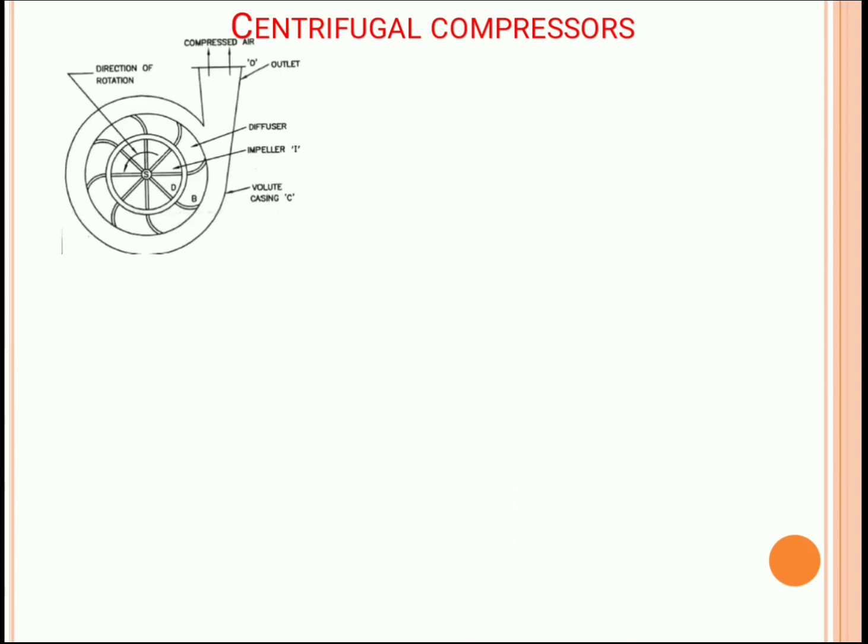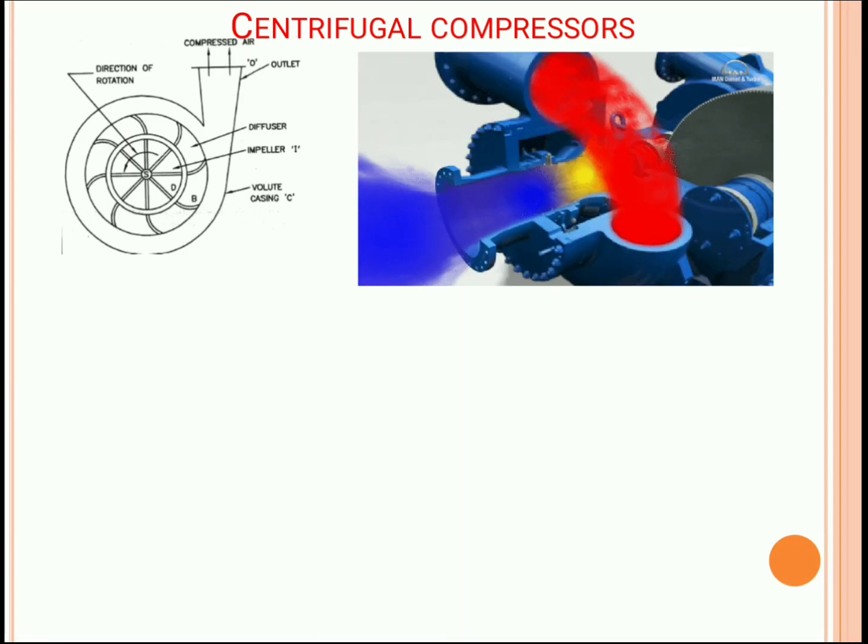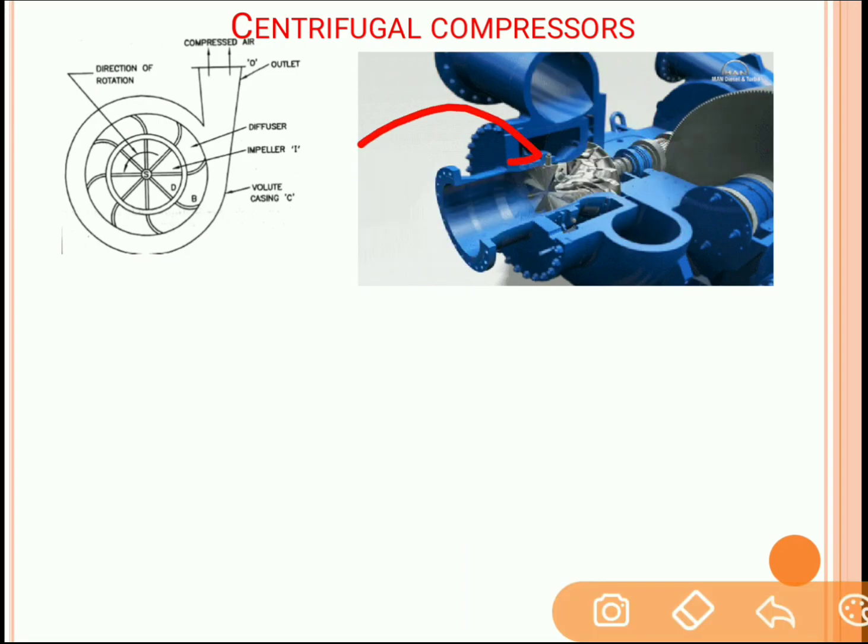Next, centrifugal compressor. Centrifugal compressor consists of a shaft with an impeller. This is very similar to the centrifugal pump. You can see the animation of the centrifugal compressor. There is a rotating disc over here.